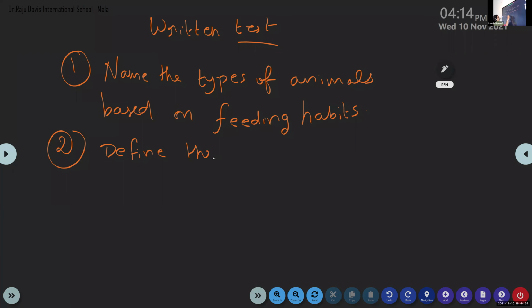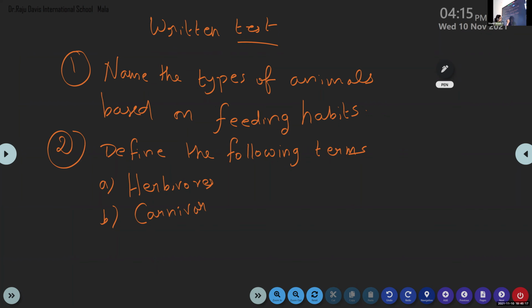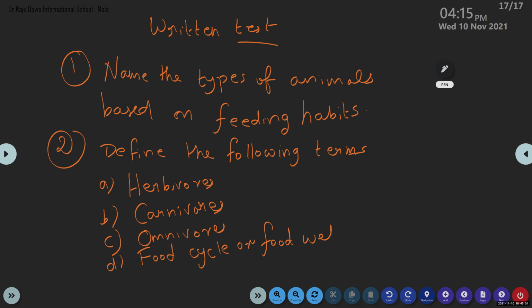define the following terms. All of you write in your lecture note. Till you get my notes, you can study, no? Define the following terms. First one, herbivores. Second one, carnivores. Third one, omnivores. And last, what you are going to learn? Food cycle, food cycle or food web. Okay, you write this down.